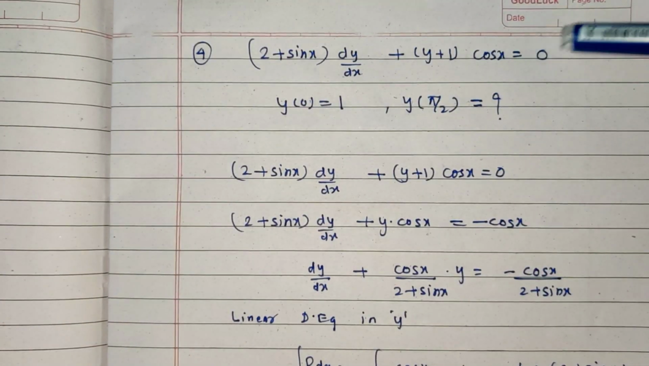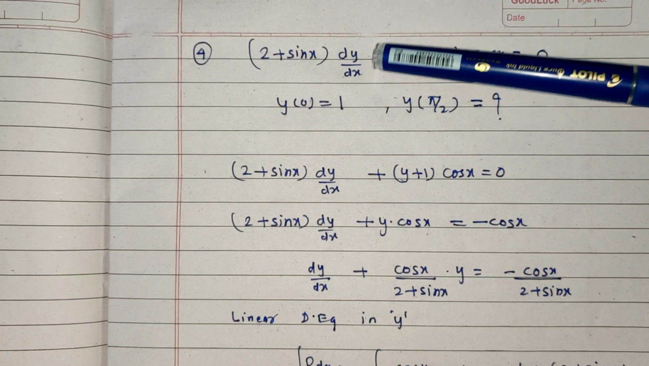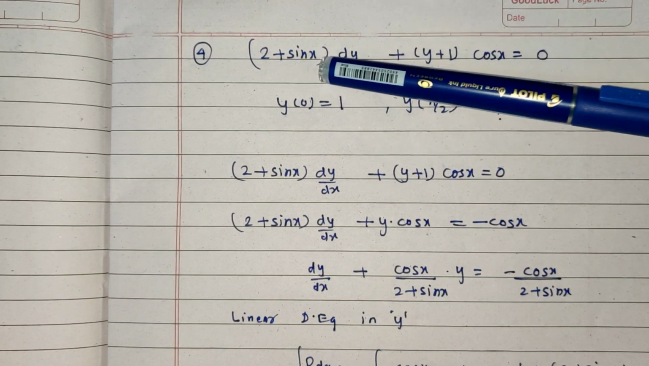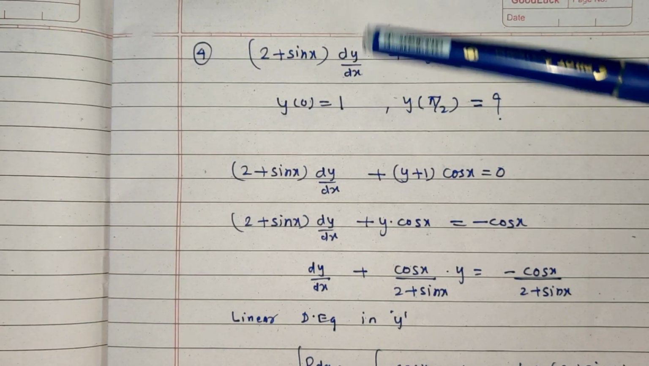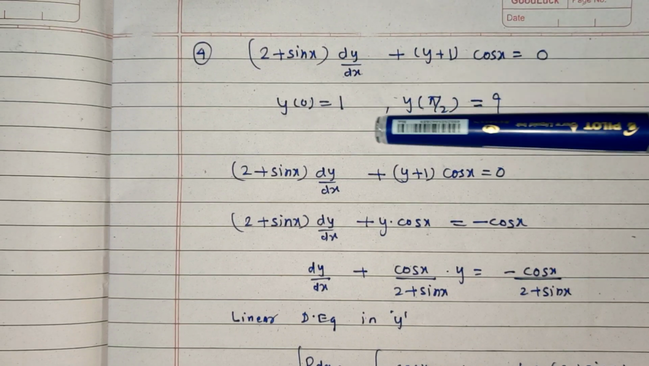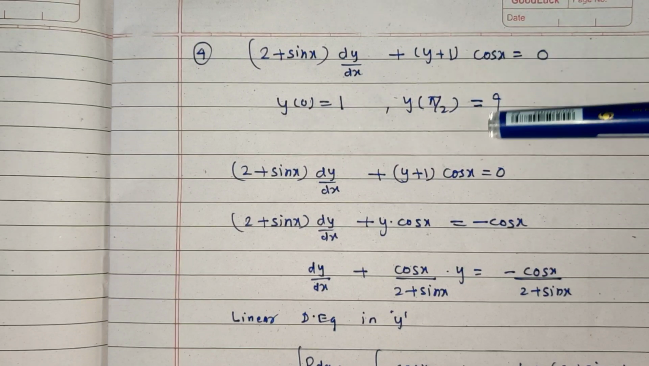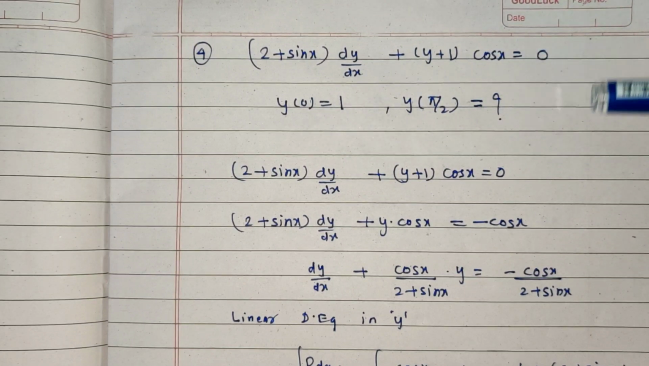This is again a linear differential equation. A linear differential equation we put in the proper form: (2 plus sin x) dy by dx plus y cos x is equal to 0. Conditions are given: y of 0 is 1, y of pi by 2 is to be found out.